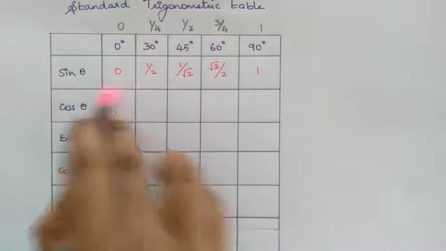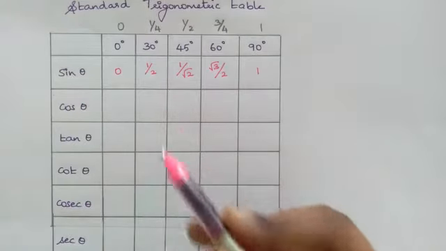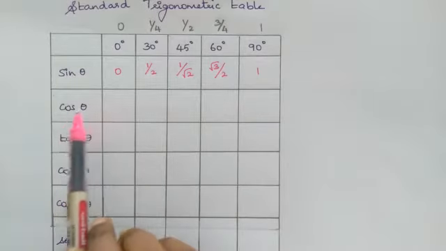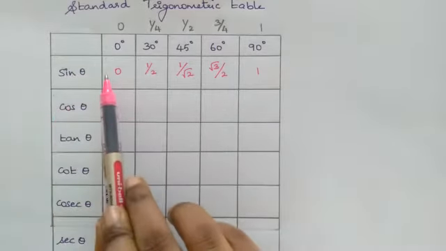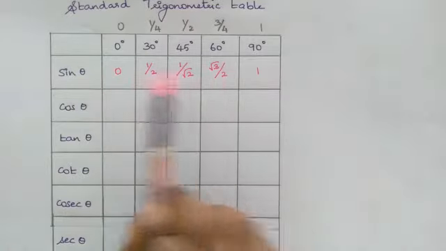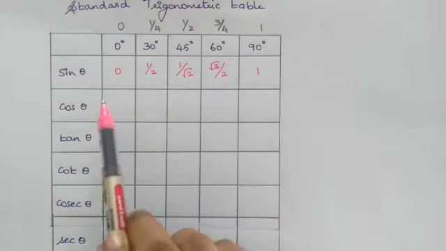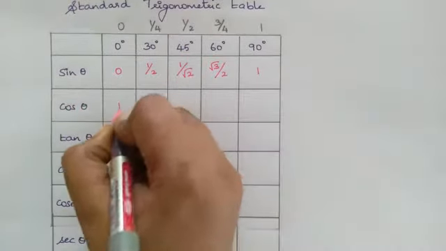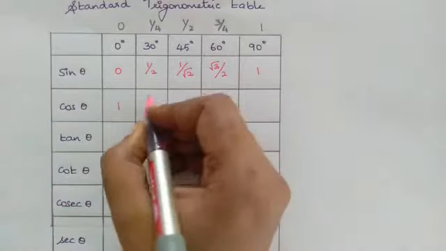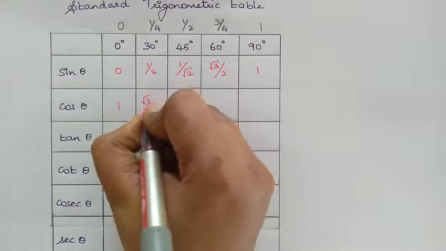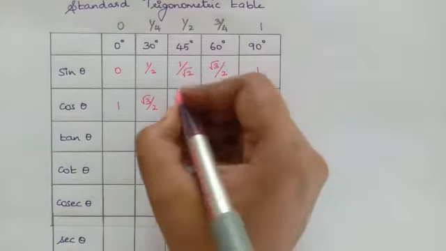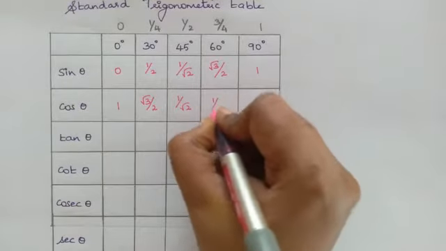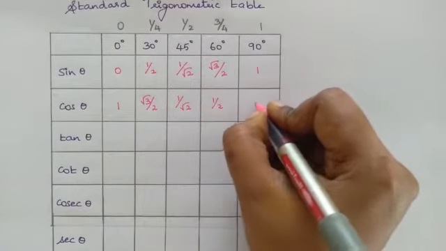That's it. With these values, it is easy for us to reach the next set of trigonometric standard values, that is for cos theta. The values which we have entered in the sin theta table, we'll add in the reverse order. So cos 0 degree will be 1. We are entering in the reverse order. Cos 30 degree will be root 3 by 2. Next, cos 45 degree will be 1 by root 2. Next, cos 60 degree will be 1 by 2. Cos 90 degree will be 0.